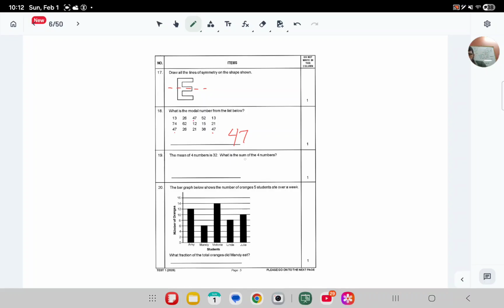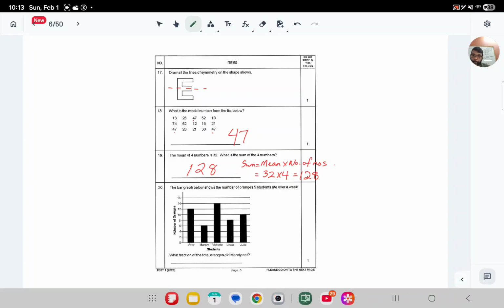The mean of 4 numbers is 32. What is the sum of the numbers? So to calculate the sum, you take the mean and then multiply it by the number of numbers. We know the mean was 32 and the number of numbers was 4. So 32 multiplied by 4, and that will give us 128.